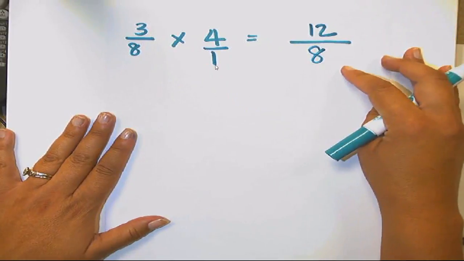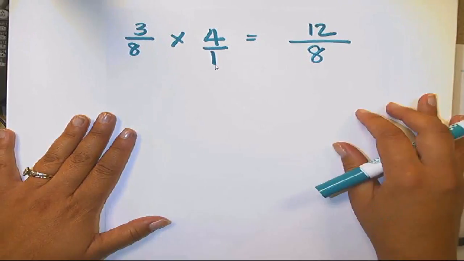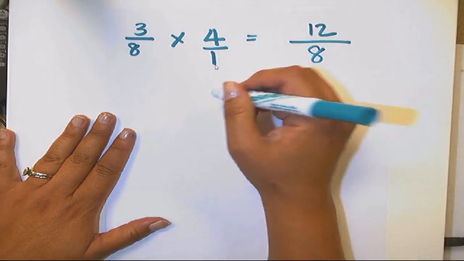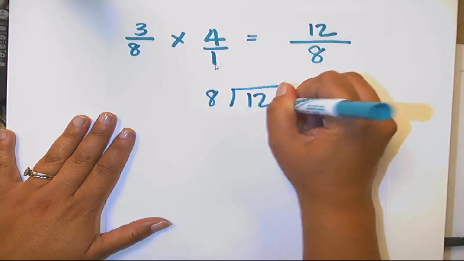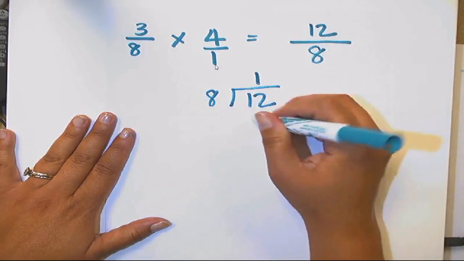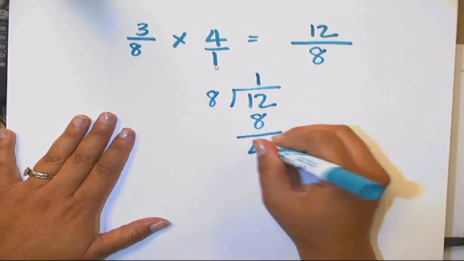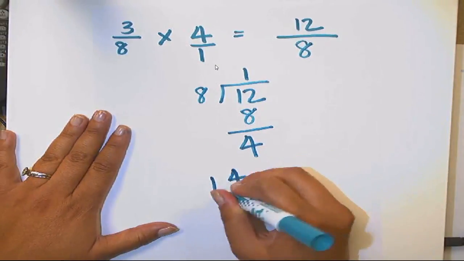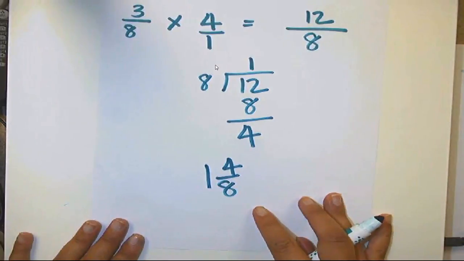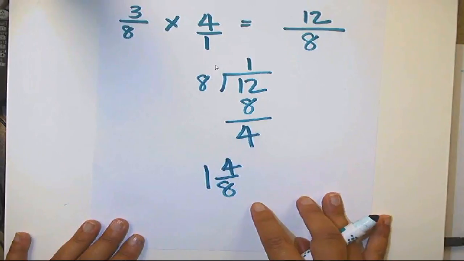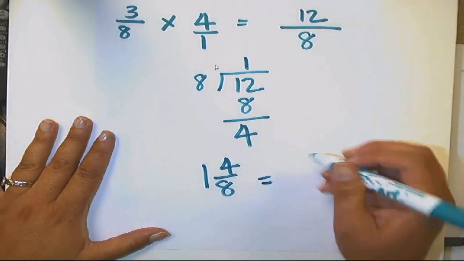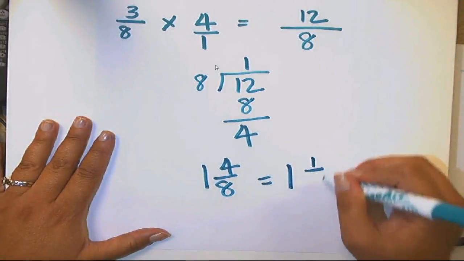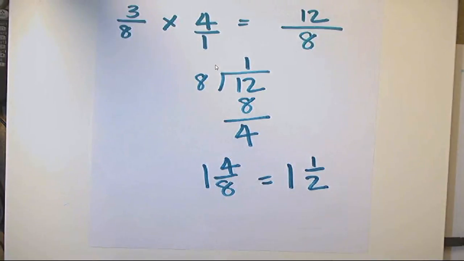Here I'm left with an improper fraction. We don't leave things with improper fractions, so let's flip that and turn it into a mixed number. So let's take 8 into 12. I end up with 1 and 4/8. I can look at this and know that I have to reduce it or I will get it wrong. So that reduces down to 1 1/2.